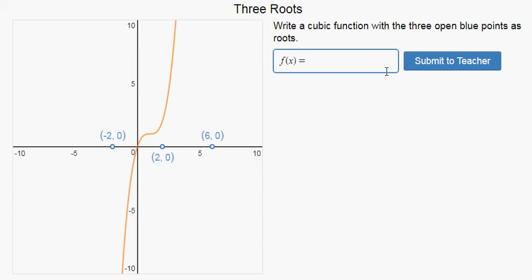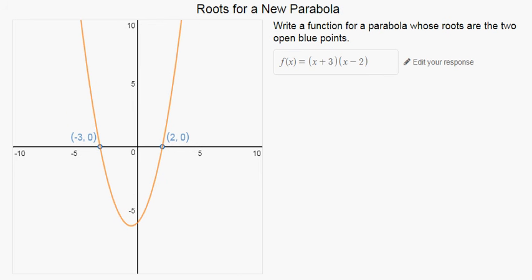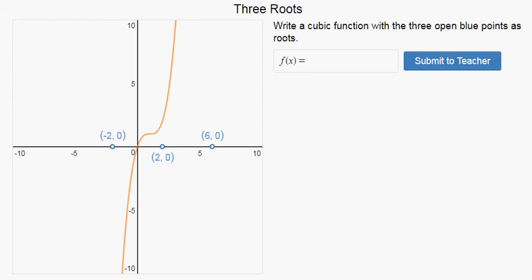Let's start by summarizing the Desmos lab you were working on. When we have a parabola, we've seen this already, that the roots correspond to the factored form of the quadratic equation.